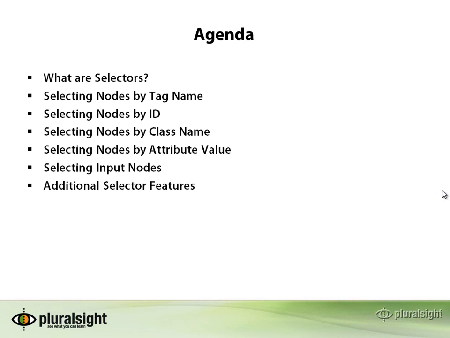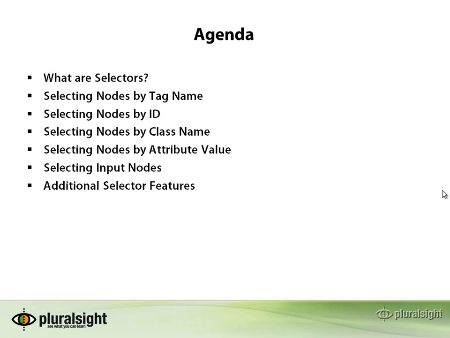Well, we're going to start off by first talking about what are selectors and why do you care about them as a developer. From there, we're going to go into a lot of the different selectors that you need to know. So we're going to talk about how to select tags, how to select nodes based upon ID, based upon class name, different ways to select attributes, input nodes such as form tags, and then we'll wrap up by talking about some other more advanced selector features that are really nice to know about.